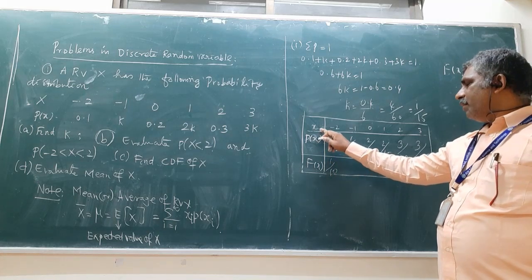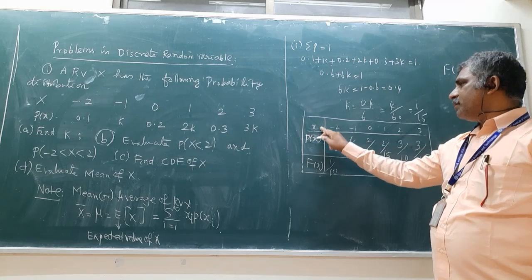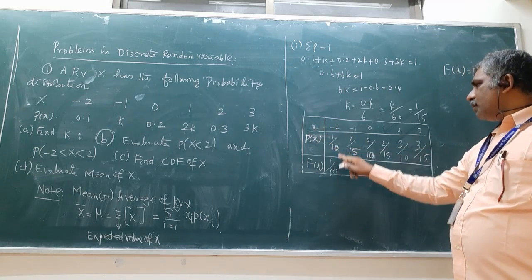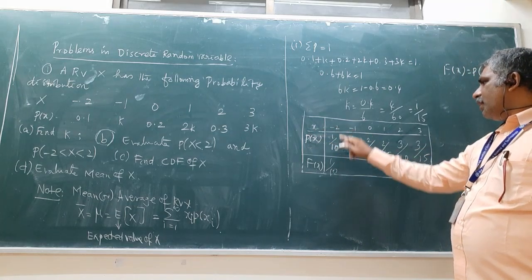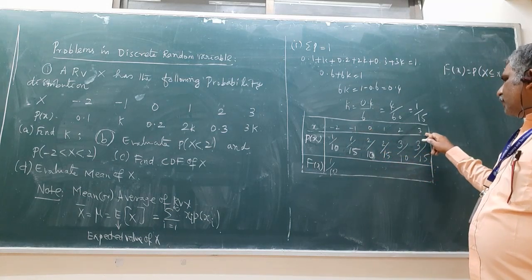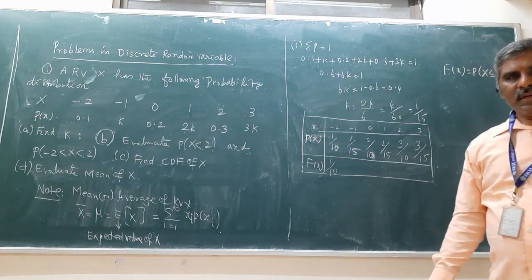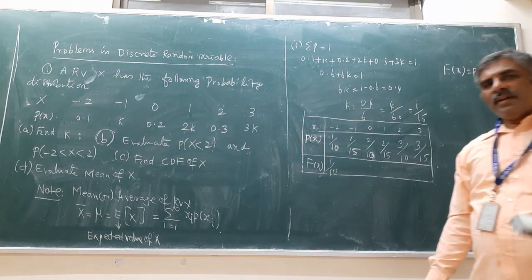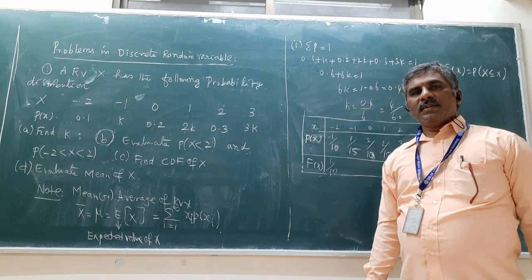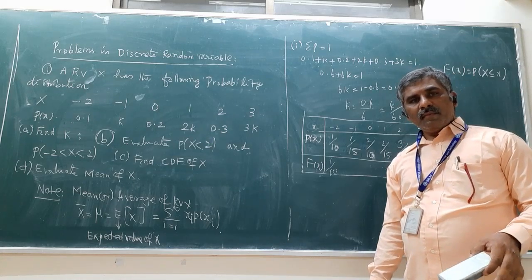Many of them get confused about whether they are going to use the x value. They are writing -2 plus 1 here, -2 plus 1 plus 0 here. See, they are adding the cumulative frequency of x. It is not like that. You should not add the cumulative frequency of x. You have to add the cumulative value of p of x.